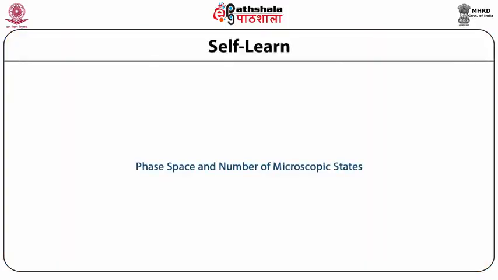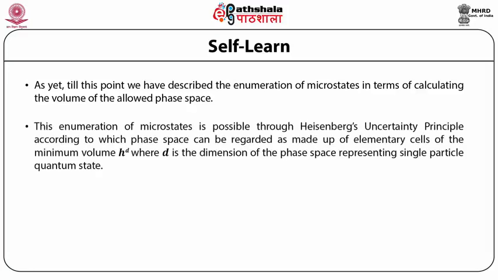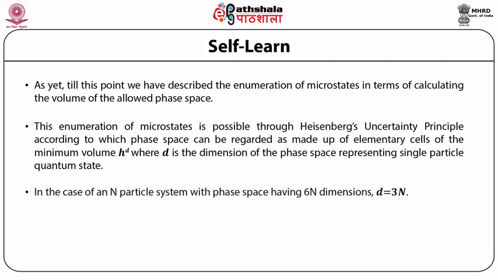Phase space and number of microscopic states. As yet, till this point, we have described the enumeration of microstates in terms of calculating the volume of the allowed phase space. This enumeration of microstates is possible through Heisenberg's uncertainty principle, according to which phase space can be regarded as made up of elementary cells of the minimum volume h raised to power d, where d is the dimension of the phase space representing single particle quantum state. In the case of an n-particle system with phase space having 6n dimensions, d is equal to 3n.